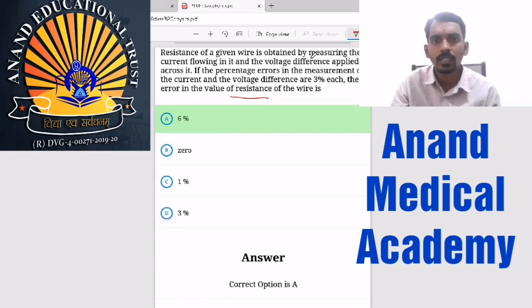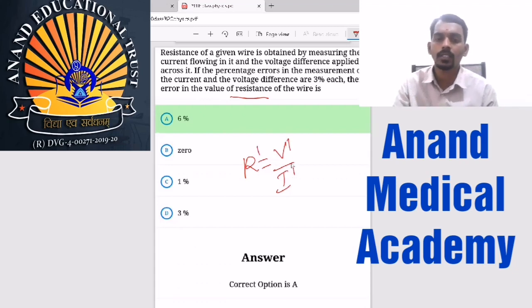The resistance of a given wire is obtained by measuring the current flowing in it and the voltage difference applied across it. The percentage error in the measurement of current and voltage is given. So current and voltage are given. They are asking resistance. According to Ohm's law, resistance equals voltage by current. Then here the powers are 1, 1, 1. So 1 into power into percentage change.